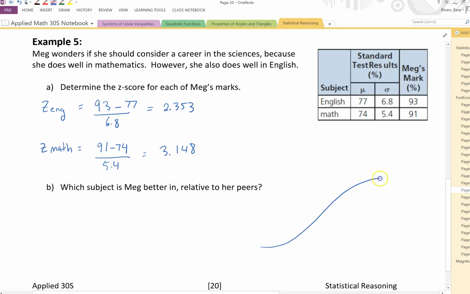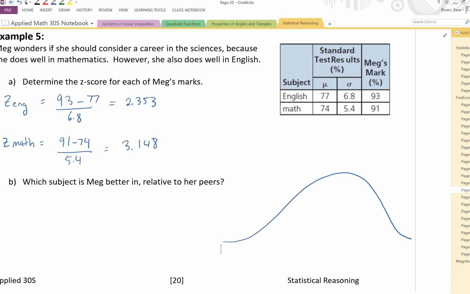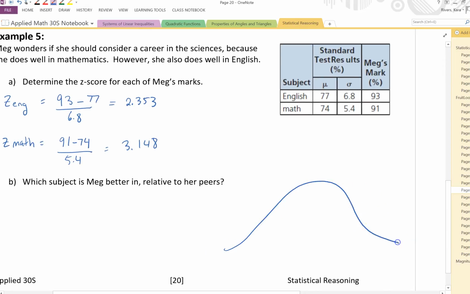So if I were to draw the normal curve here, run out of space, and we put this here at 0, 1, 2, 3. If we take her English mark as 2.35, so approximately here. And then if we look at her math mark, 3.14, that would be here. So quite a bit higher on the normal curve than is her English mark.